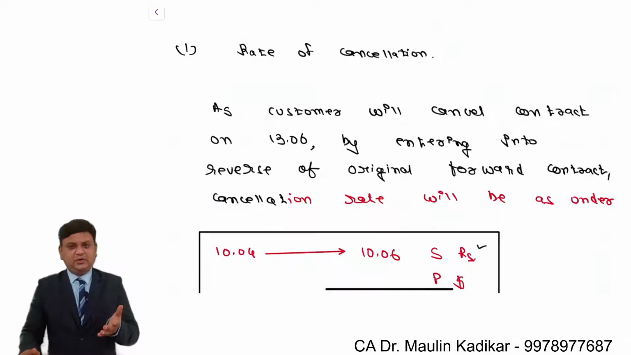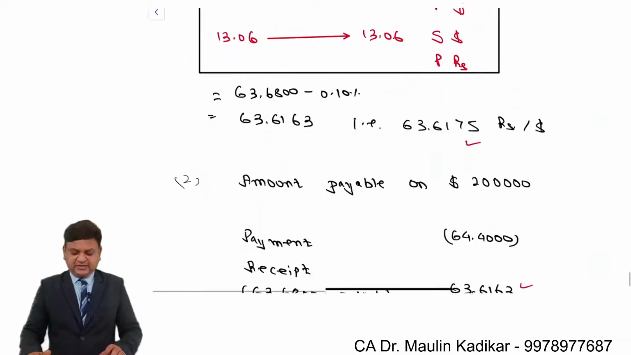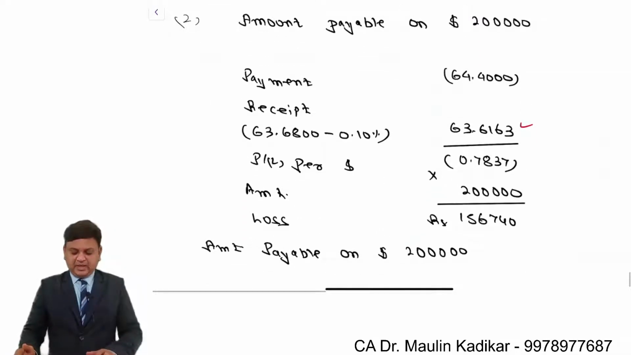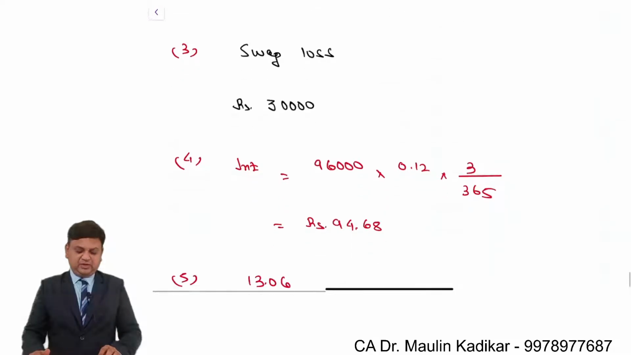From the examination point of view, whatever the questions that they have asked, in that the rate of cancellation is 63.63, 63.6175, in which the institute has done rounding off, and that is what I am doing. Amount payable on $2 lakh. In my opinion, if you are taking the rates which have been rounded off, then in that case it is absolutely correct. Accordingly, the loss is calculated.